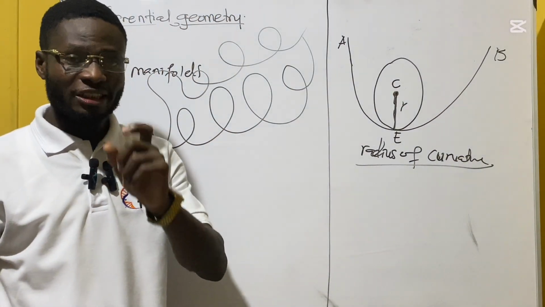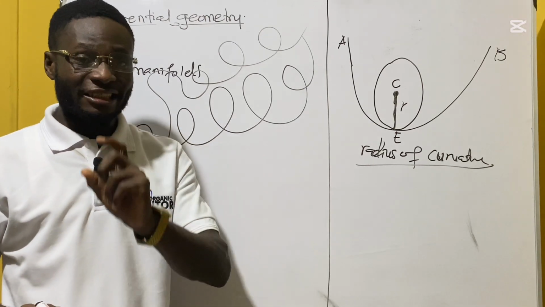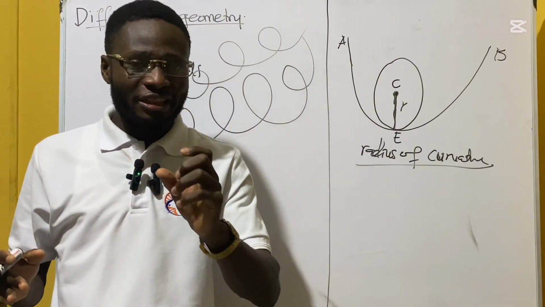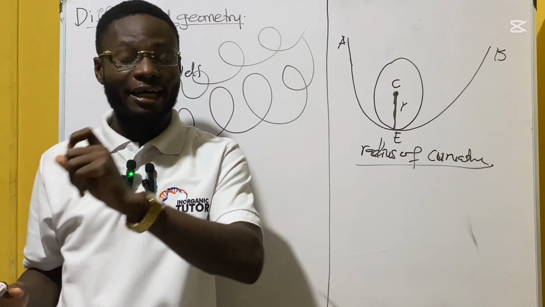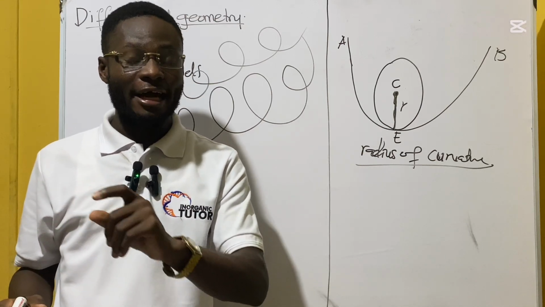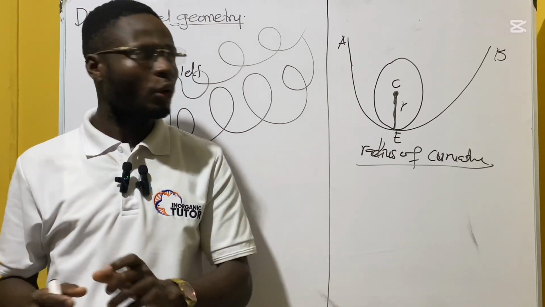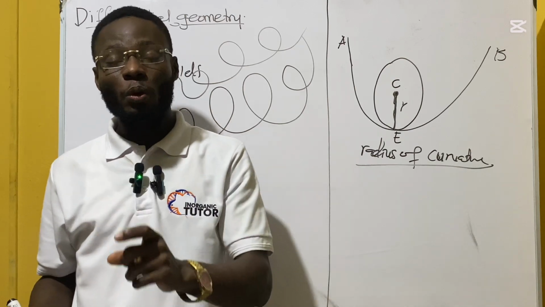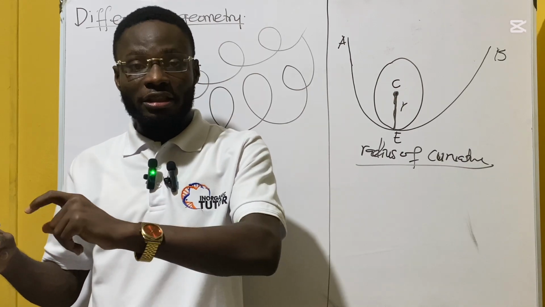The next concept that differential geometry looks at is the unit tangent. When it comes to unit vectors, you know that, right? A unit vector is a vector that has a magnitude equal to 1. So the unit tangent is a vector that has a magnitude equal to 1, in the direction of the velocity vector.